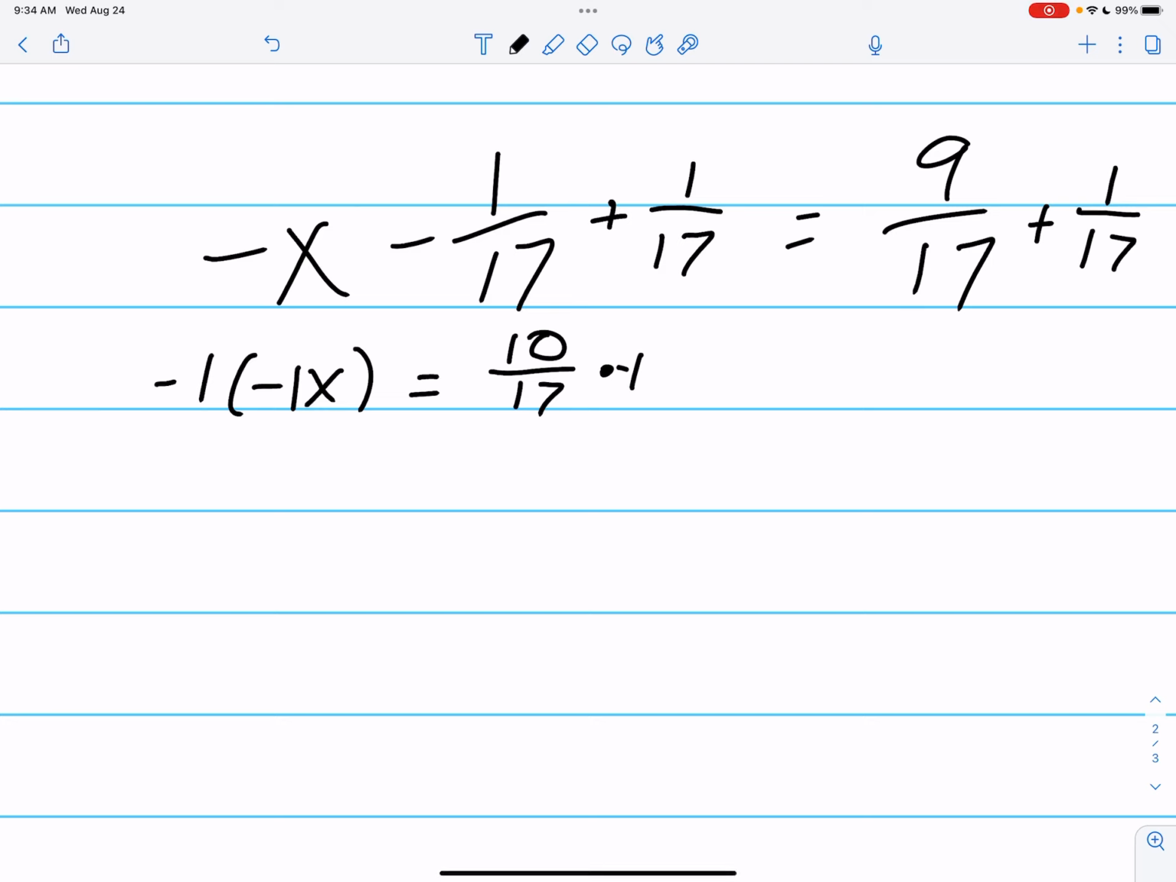-1 times -1 is +1, so it cancels. You can try it out by dividing by -1 or multiplying 1 over -1. It doesn't matter. It's just the fact that this is a fraction I didn't want to divide in this moment. It only works with -1. So I get negative 10/17. And that's my final answer.